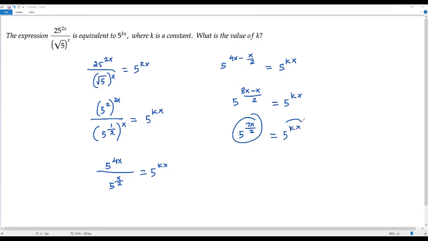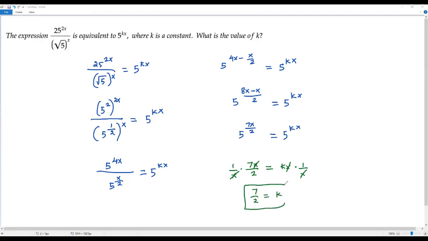Okay, here two powers are equal with the same base 5. Whenever two powers are equal with the same base, we can equate the exponents. So when I equate the exponents, I'm getting 7x over 2 equals kx. Now let me multiply both sides of this equation by 1 over x. When I do that, the x over here will cancel out, and the x over here will cancel out. 1 times 7 over 2 is 7 over 2. On the right side, we have k times 1, that is k. Here I got the value of k, that is 7 over 2.